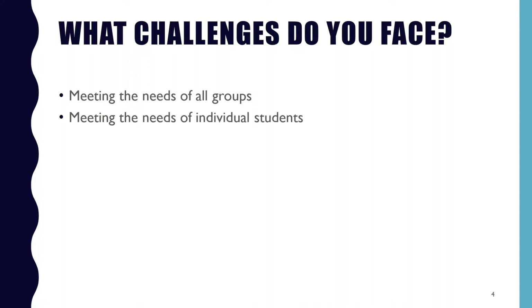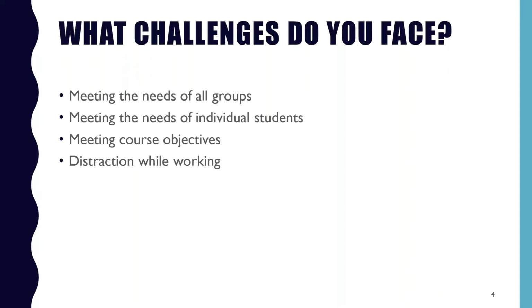So of course, meeting the needs of all the groups. It's really hard to make sure that we're giving enough attention to this group, but also to the other group. Our students are individuals, so when we have multiple groups that we're focused on, it's easy to forget or to feel like we're neglecting their individual needs, so that's a big challenge. We need to meet course objectives, so we have to think about what we're trying to accomplish in that course or those courses, but also meeting the students' needs.